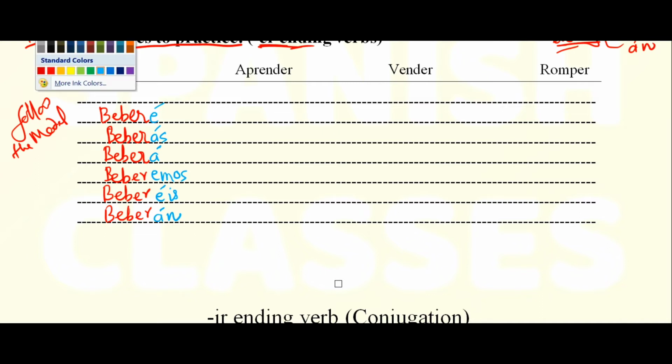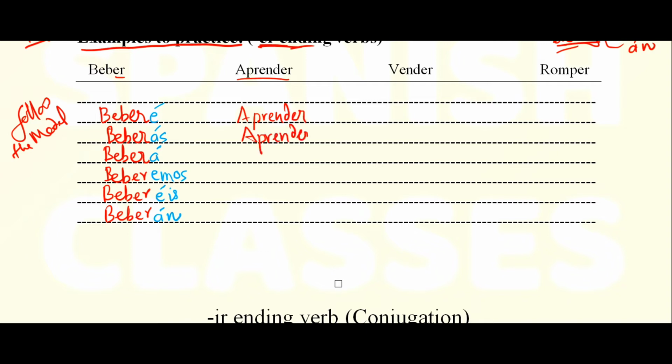Another verb is aprender. Okay, now we have to copy aprender. Don't drop ER. Write it 6 times.